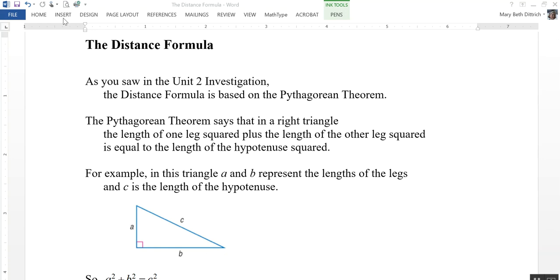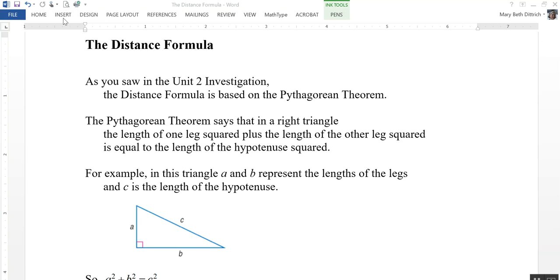This video is on the distance formula. As you saw in the Unit 2 investigation, the distance formula is based on the Pythagorean theorem. The Pythagorean theorem says that in a right triangle, the length of one leg squared plus the length of the other leg squared is equal to the length of the hypotenuse squared.